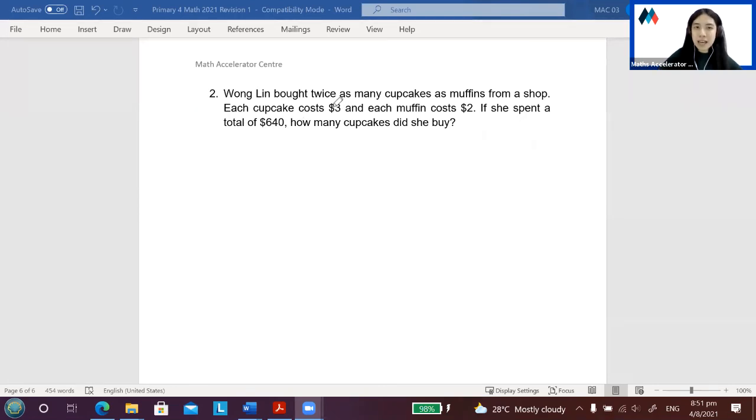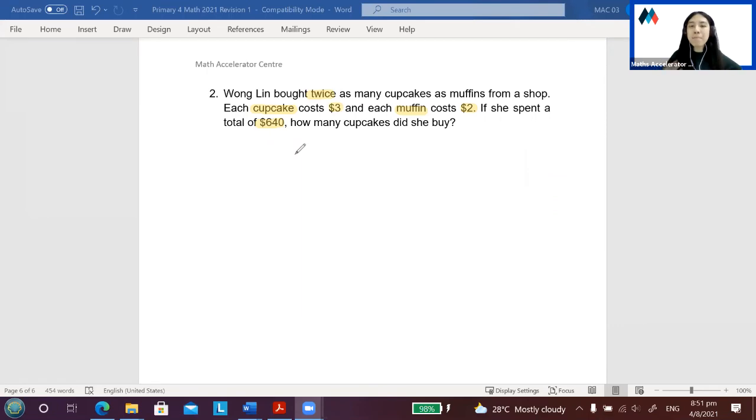So let's highlight our things again. First, our numbers, right? Then our identities. Each cupcake costs $3 and each muffin costs $2. Finally, our relationships. Wong Lin bought twice as many cupcakes as muffins from a shop. However, we don't know how many cupcakes and muffins Wong Lin bought, but we do know that she bought twice as many cupcakes as muffins. So for this question, this is what is called a set question or a group question.